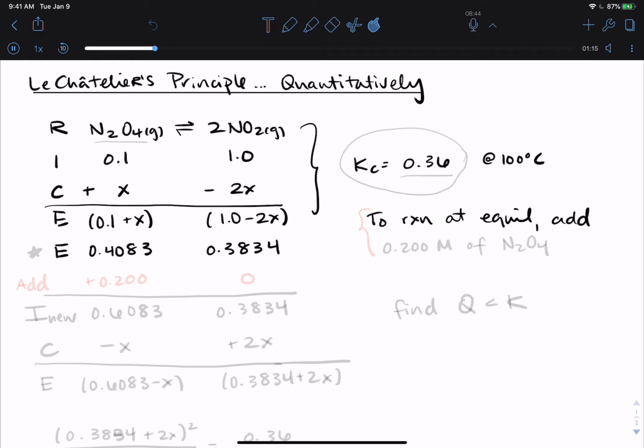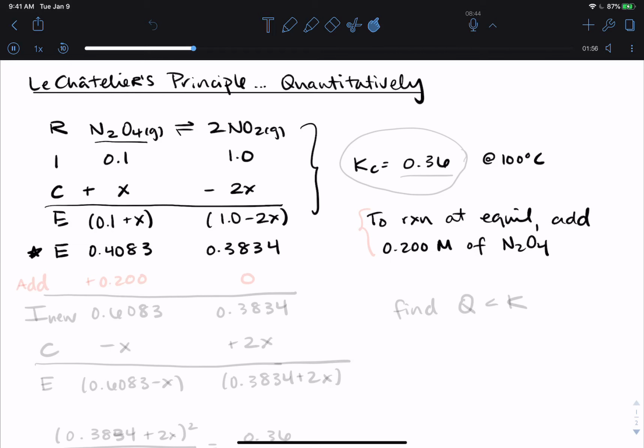So what I want to do is, to the reaction at equilibrium, add 0.2 molar, or moles. We're not going to change the volume, so I think technically we might want to say moles, but basically we're going to increase the concentration by 0.2 of N2O4. So from what you already know about Le Chatelier's principle, if this is my reaction at equilibrium and I increase the concentration of a reactant, which way does the reaction shift?